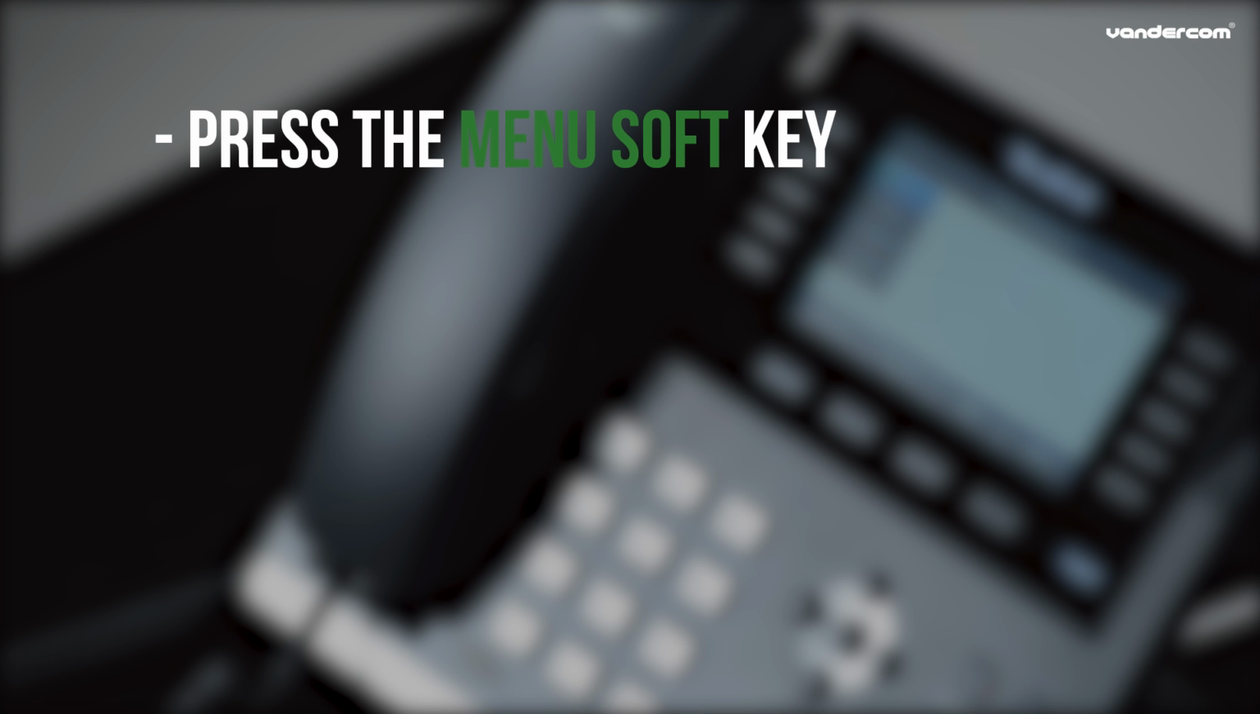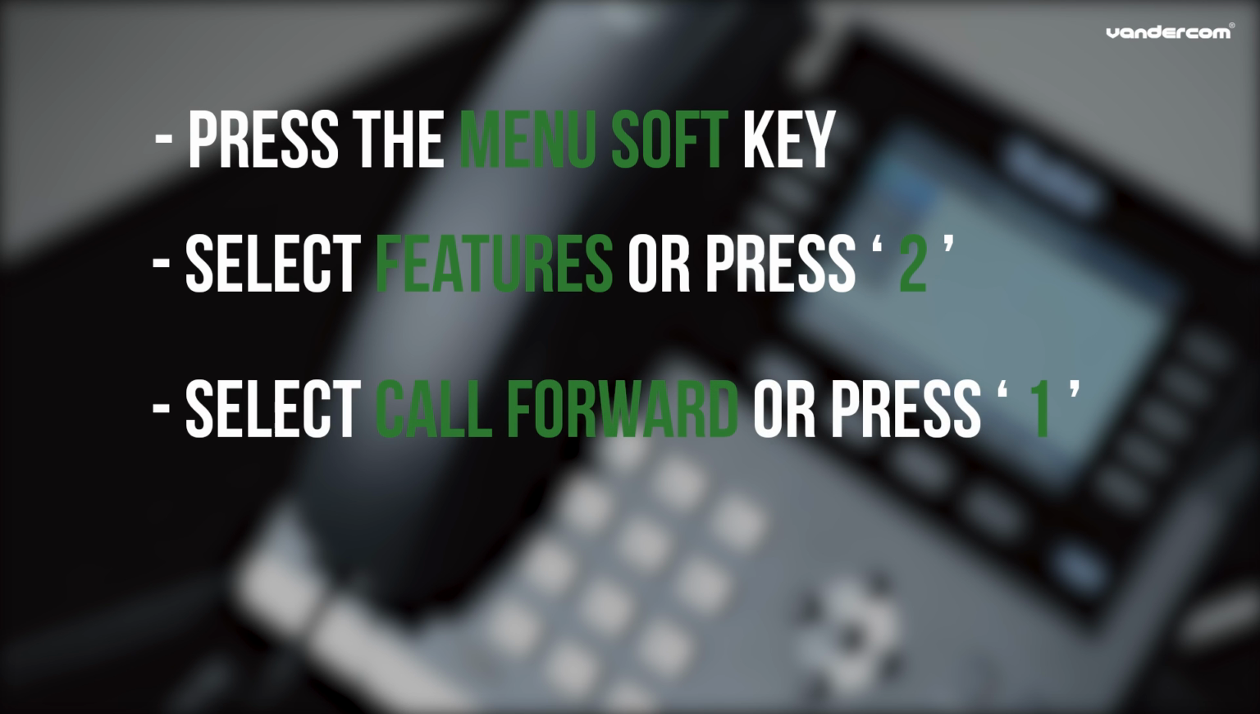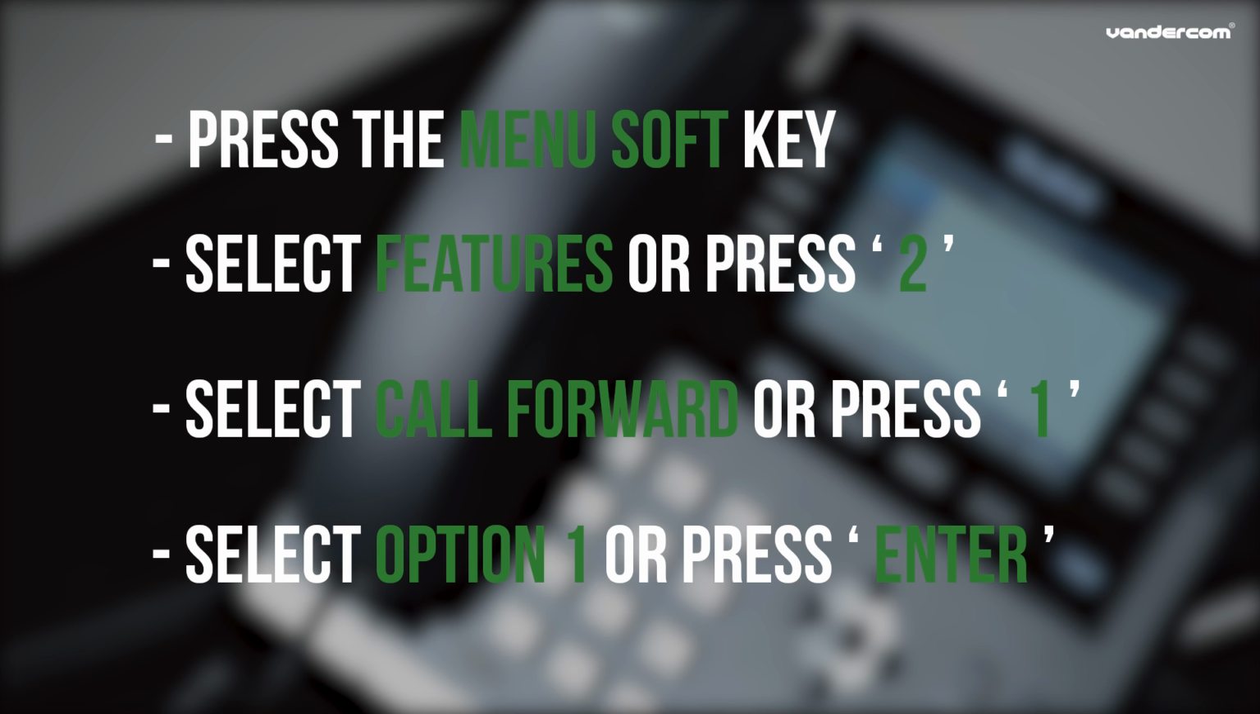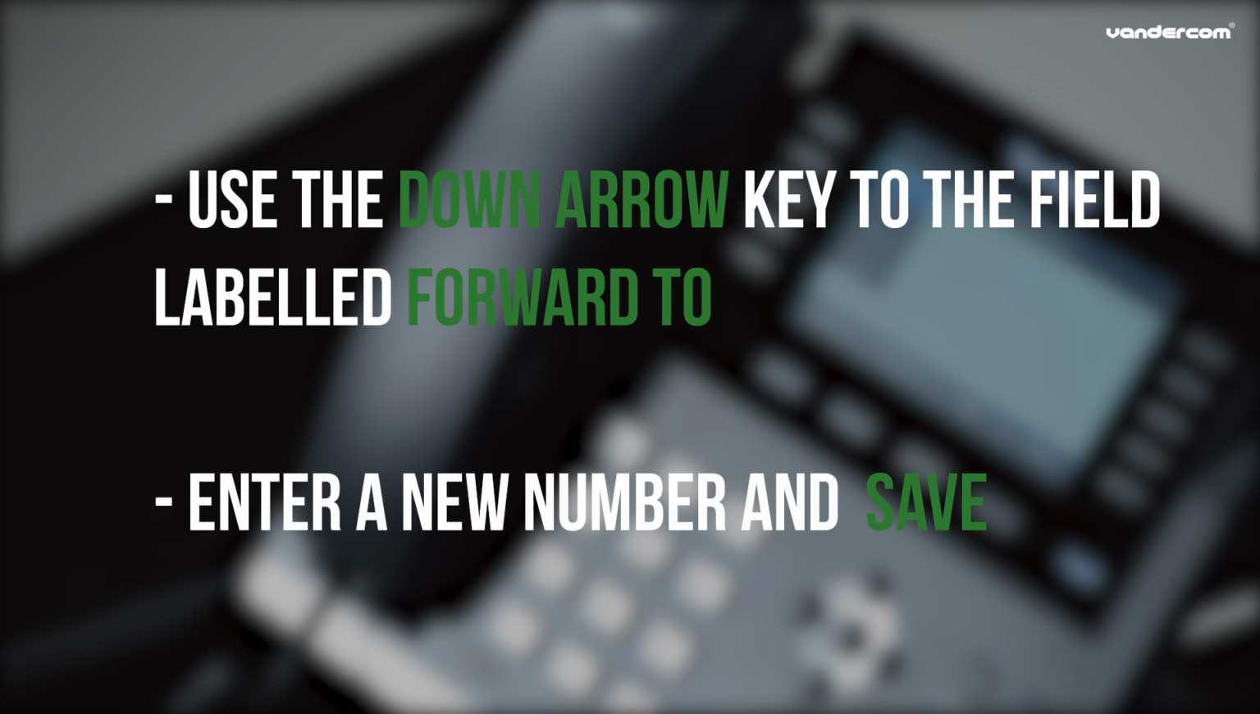To change the programmed number on the handset, press the menu soft key. Select Features or press 2. Select Call Forward or press 1. Select option 1 and enter. Use the down arrow key to the field labelled Forward to and enter a new number and save.